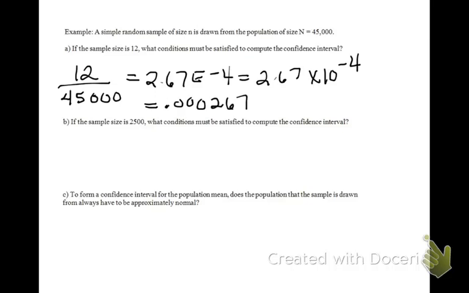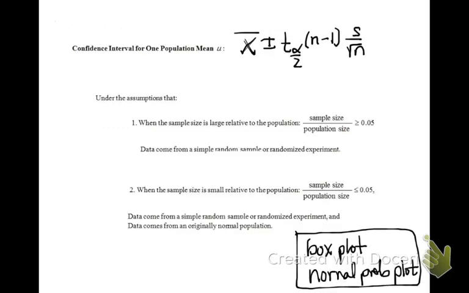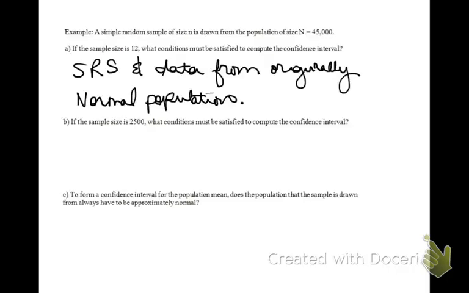This is clearly less than 0.05, the number you need to check. So we know that our sample size is less than 5% of the population. When we sample less than 5%, we need simple random sampling, and we need our data to come from an originally normal population. So here I've said we need simple random sampling, and we need the data to come from an originally normal population, which we would check by forming a box plot or normal probability plot.